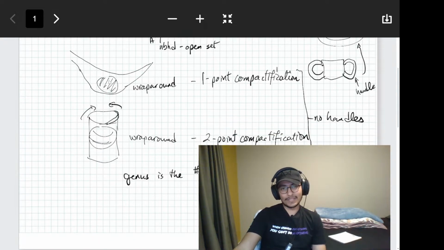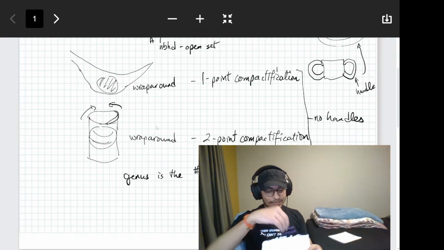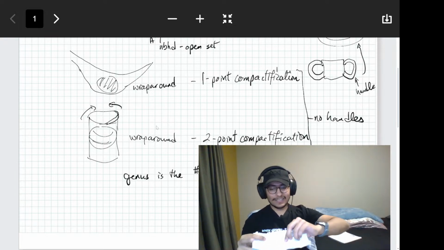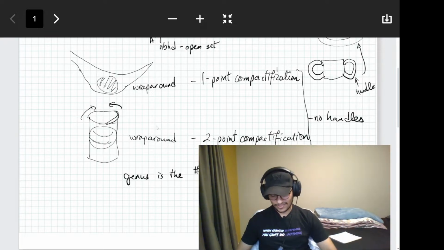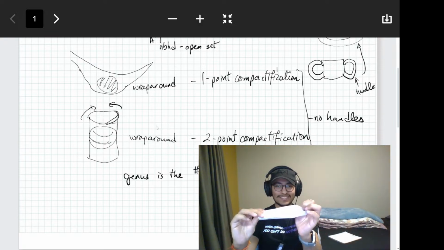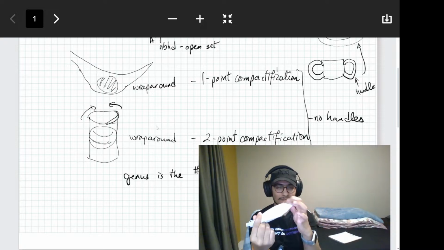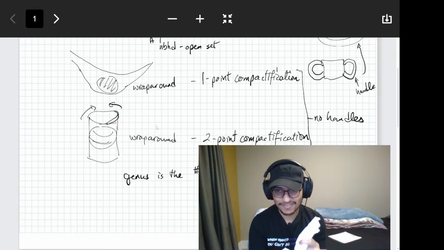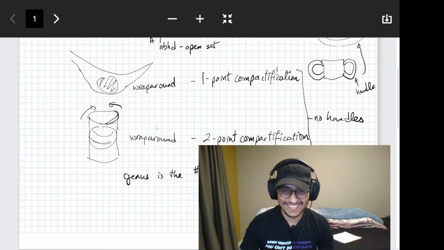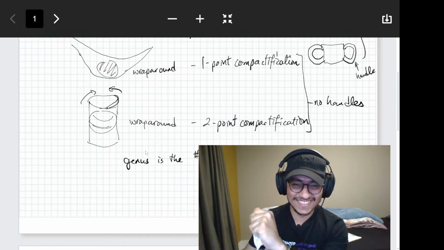This is one way to wrap a sphere, and the other way is a 2-point compactification, where you put a sphere right in the middle of the paper and form that tube first, and then you close from this end and this end. So you have two different 1-point compactification points, and it's called 2-point compactification. Yeah, weird stuff.